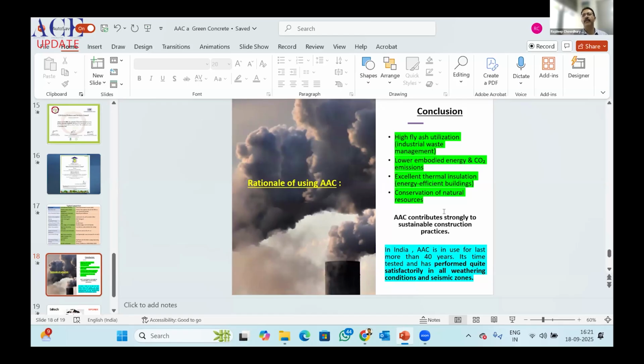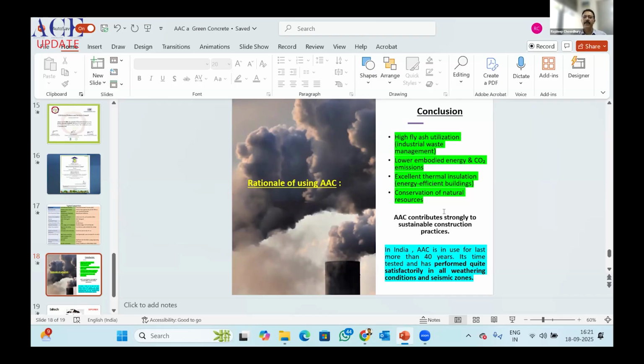Even if you're going for economically weaker section houses, affordable housing, a lot of programs are on under the Prime Minister's relief funds. So this kind of product is really a boon for the industry. And of course, it conserves natural resources. I do not use any natural resources, which are getting scanty with the passage of time. We're using more industrial waste. So AAC contributes strongly to sustainable construction practices.